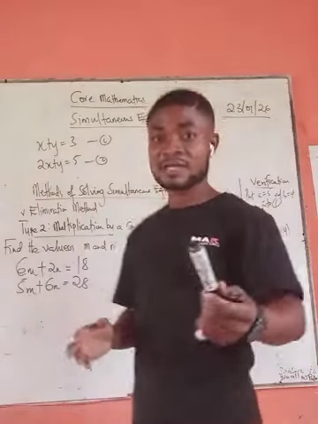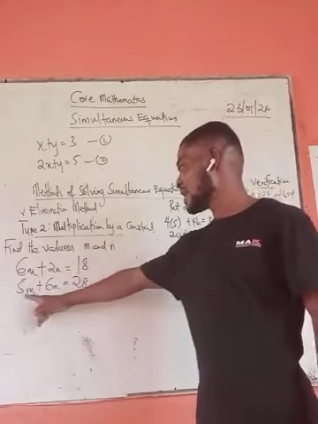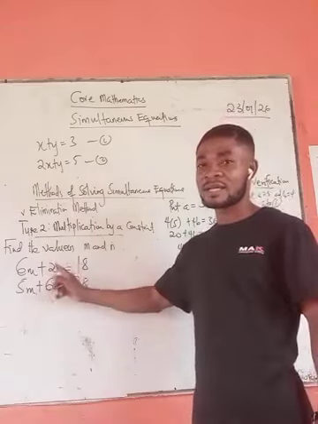Yes, so your assignment, you have 6m plus 2n is equal to 18, 5m plus 6n is equal to 28. So you can see something from here.